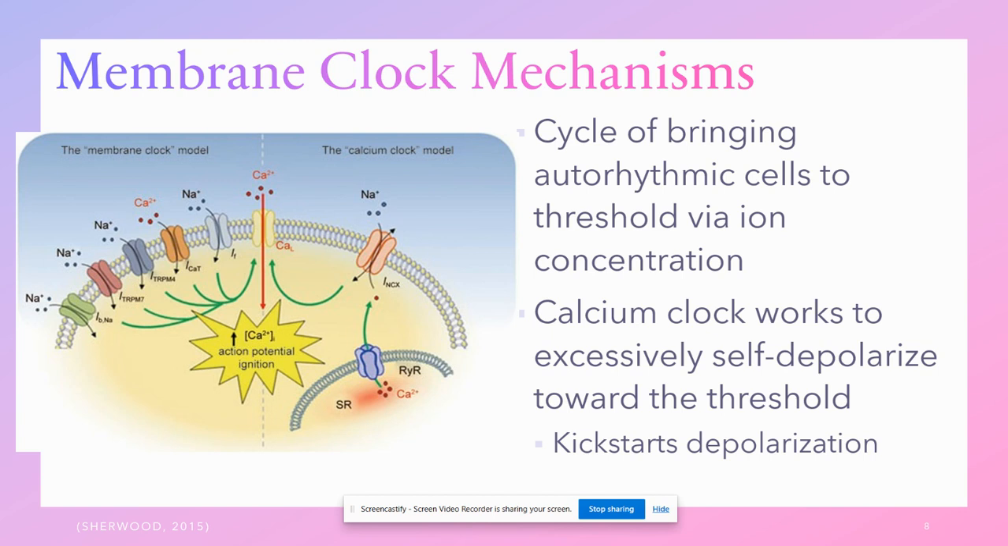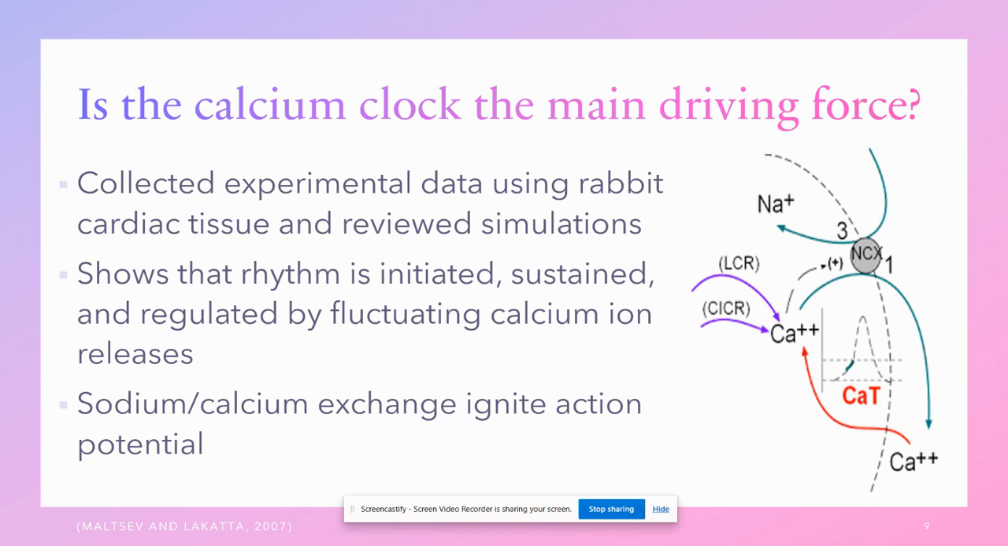As discussed earlier, once our membrane potential is over, the slow closure of potassium channels is going to contribute to the beginning of the next action potential. So it's simply going to kickstart this depolarization in order for our cell to reach the threshold and send an action potential. So is the calcium clock the main driving force, or is it the membrane clock mechanism?